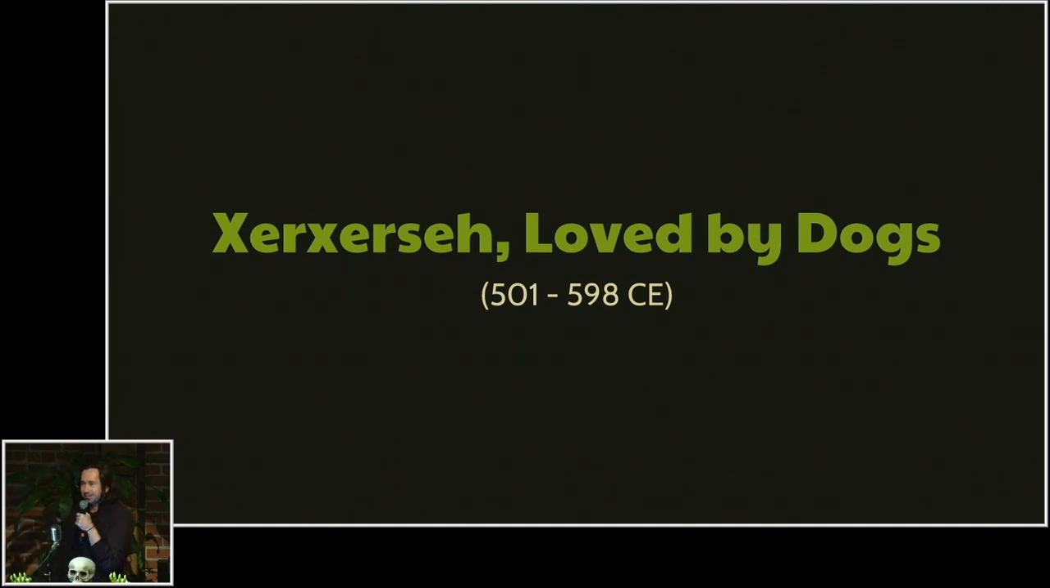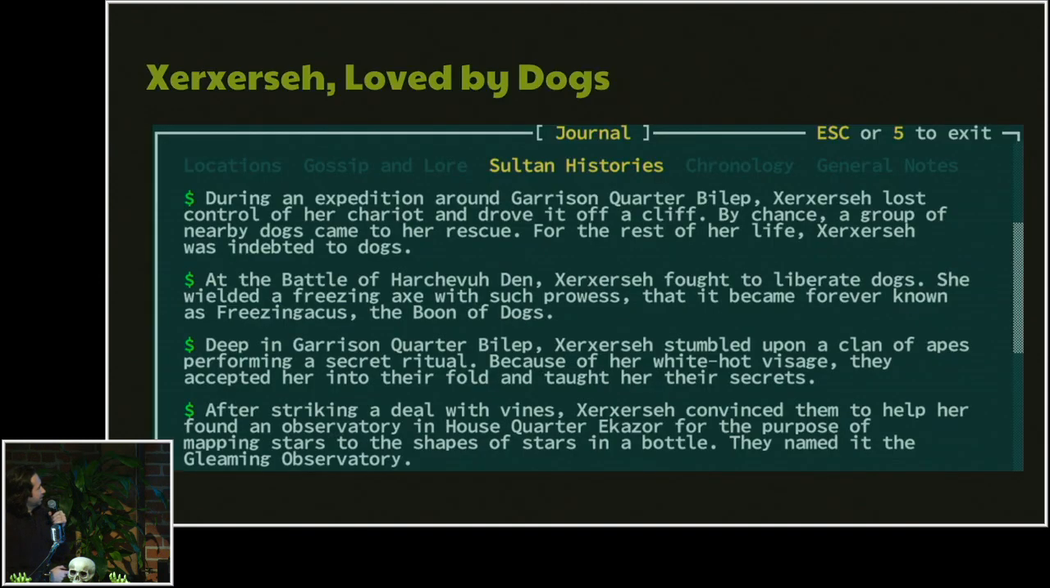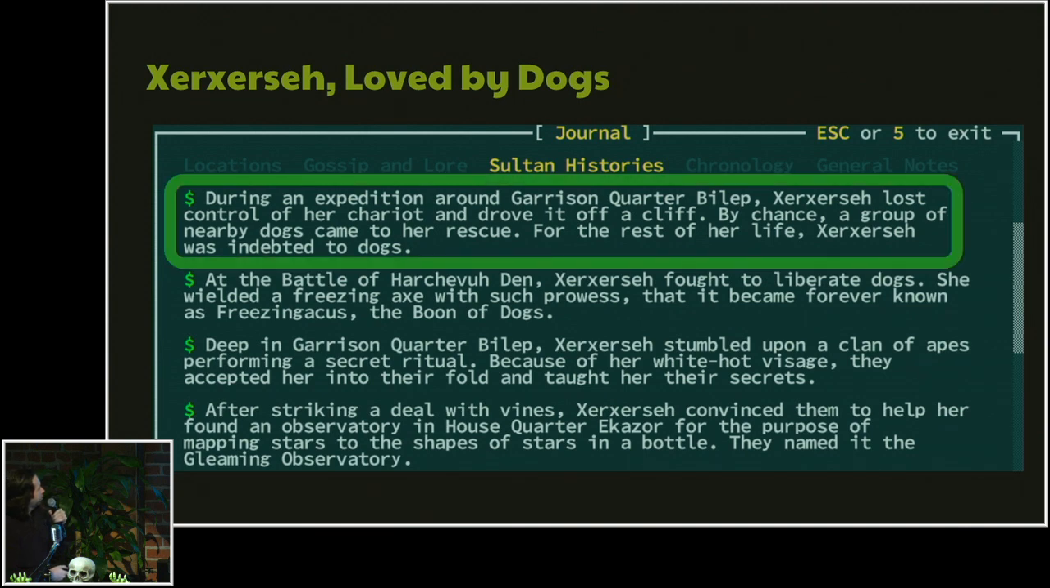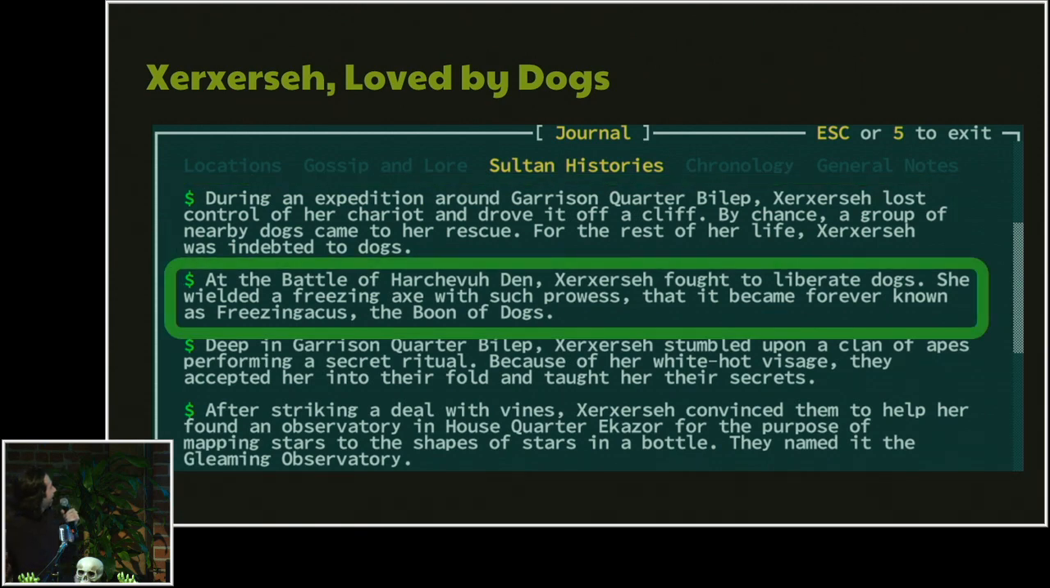Okay. Sixersi, loved by dogs. So let's read some events from Sixersi's life. During an expedition around Garrison Quarter Belep, Sixersi lost control of her chariot and drove it off a cliff. By chance, a group of nearby dogs came to her rescue. For the rest of her life, Sixersi was indebted to dogs. At the Battle of Harchuva Den, Sixersi fought to liberate dogs. She wielded a freezing axe with such prowess that it became forever known as Freezingicus, the boon of dogs.